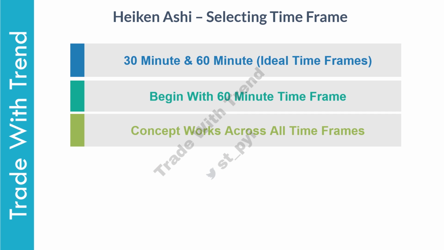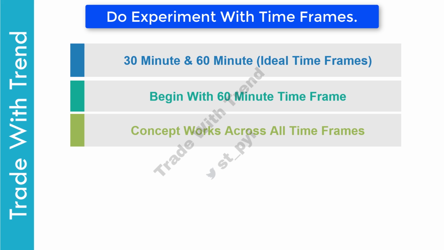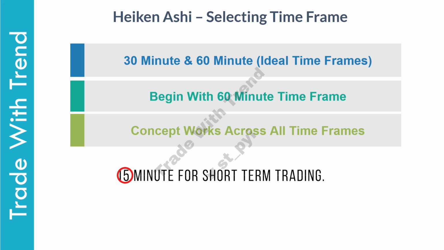Let us now come to time frame selection. Do remember that we are swing trading here and therefore our time frame should be selected accordingly. What I've found is that 30-minute and 60-minute time frames work really well with this trading strategy. Most of the trades that I execute are based on the 60-minute time frame chart.